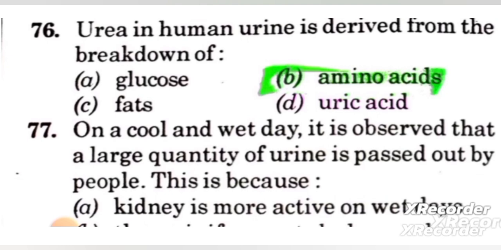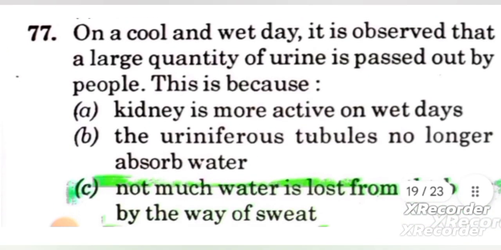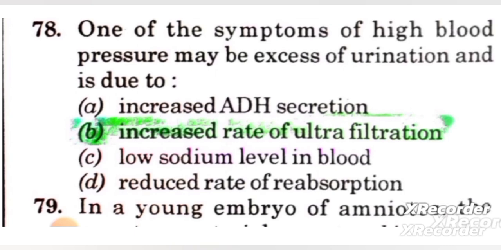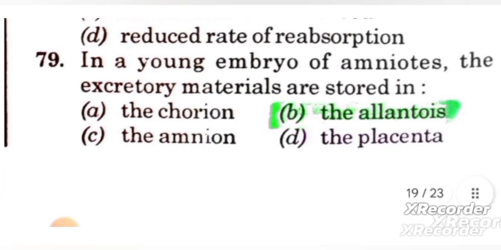Next 77. On a cool and wet day, it is observed that a large quantity of urine is passed out by people. This is because answer C, not much water is lost from the body by way of sweat. Next 78. One of the symptoms of high blood pressure may be excess of urination and is due to answer B, increased rate of ultrafiltration. Next 79. In a young embryo of amniotes, the excretory materials are stored in answer B, the allantois.